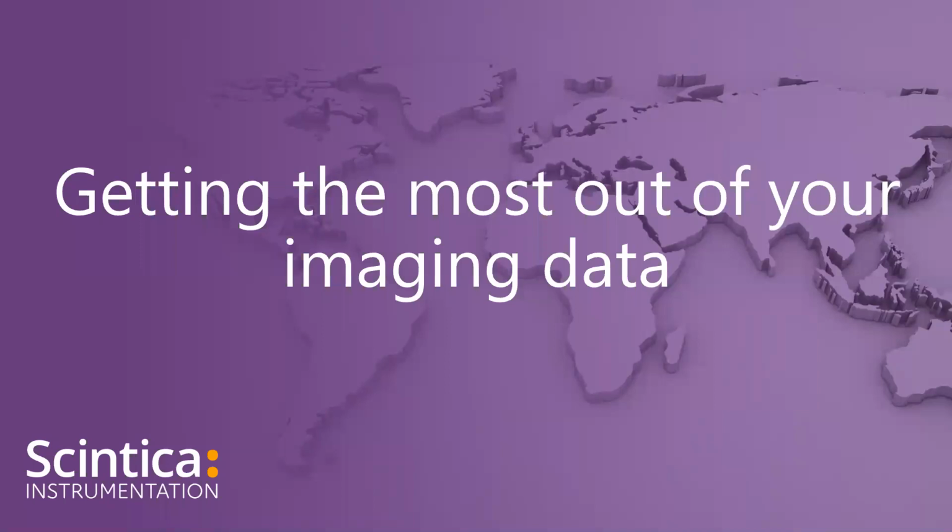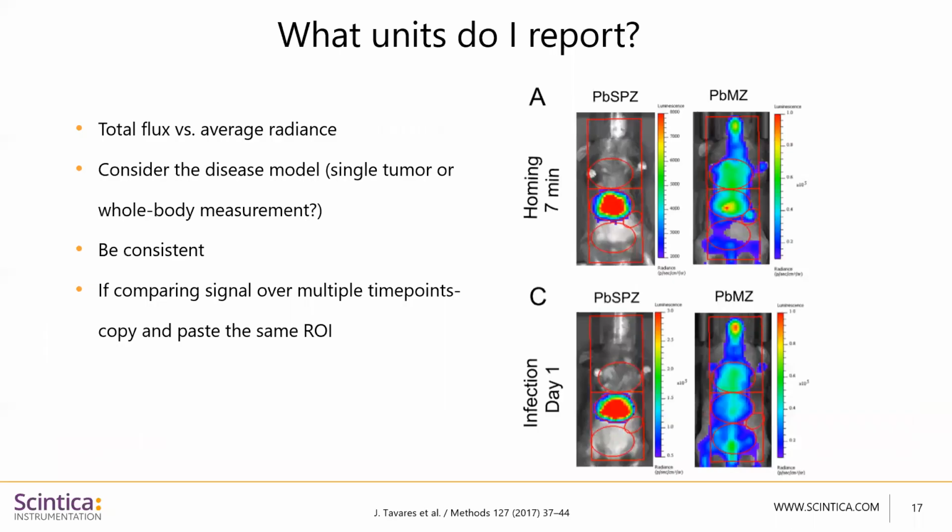Okay, and just finishing off, we will end with the section on getting the most out of your imaging data. So what units to report? This is very confusing, and that's because in the literature, people report both total flux and average radiance. Both of these are widely accepted, and for the most part, you can choose to use either, and both will be appropriate. But there's probably a time and place where one makes more sense than the other.